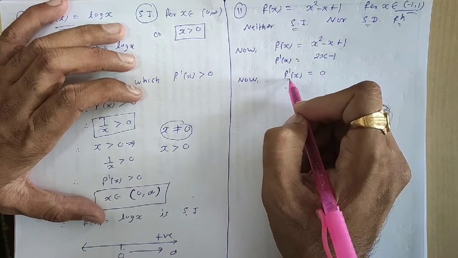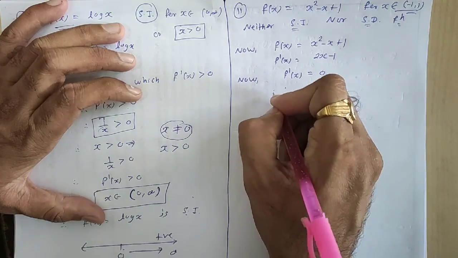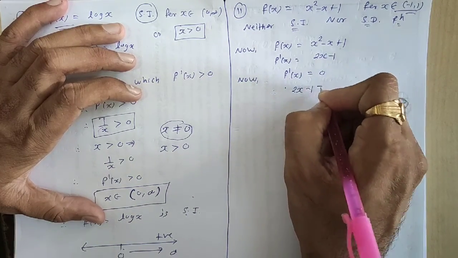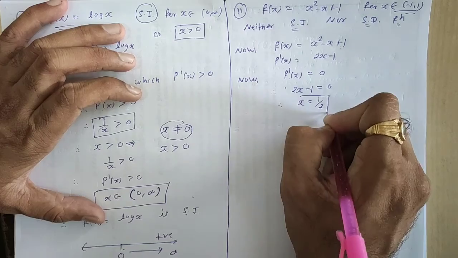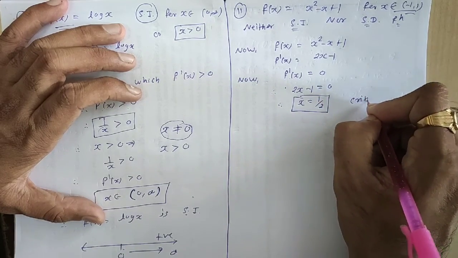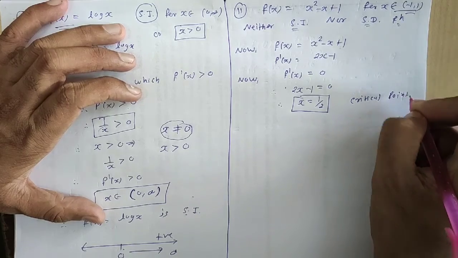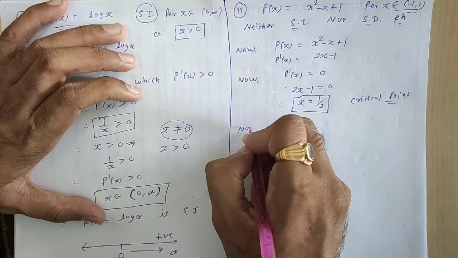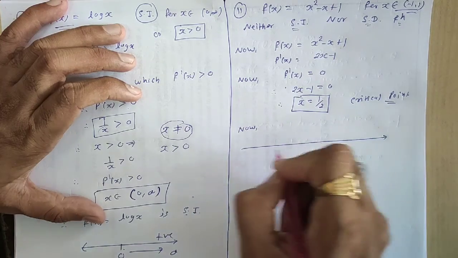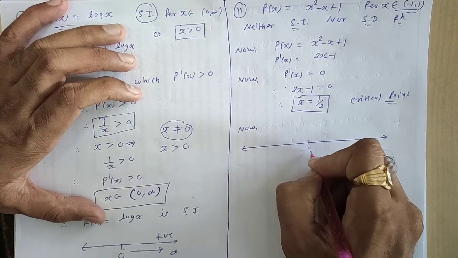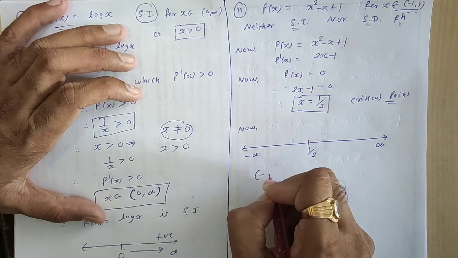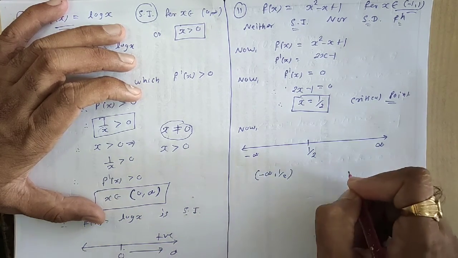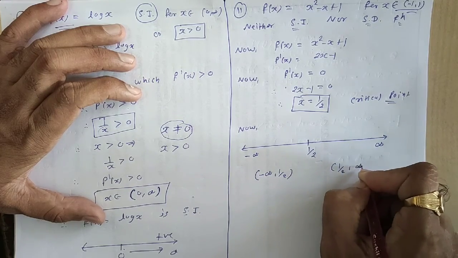Now next step is taking derivative equal to 0. And therefore we are getting 2x minus 1 equal to 0, and therefore x equal to 1 by 2. So this x equal to 1 by 2 is our critical point. What does this critical point do? It will divide our number line into two different intervals. This is 1 by 2, this is infinite, this is minus infinite. Done? So first interval is minus infinite to 1 by 2, and second interval is 1 by 2 to infinite.